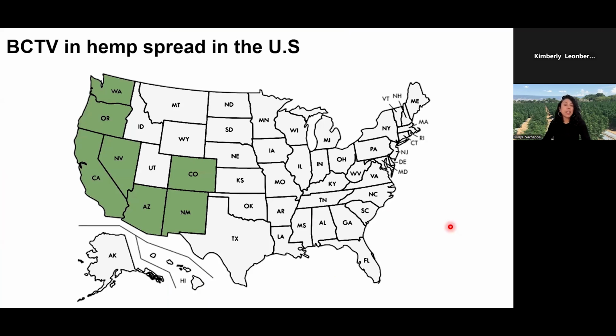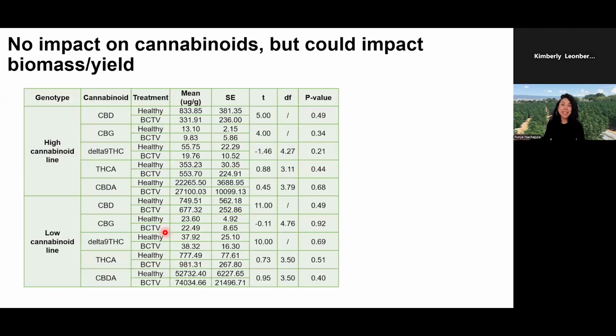Since its initial detection in Colorado, BCTV has been detected in just about every hemp growing state in the Western United States. I know there has been some anecdotal evidence in the Midwest. One of our collaborators was also reporting it in Wisconsin, but nothing's been confirmed as yet.